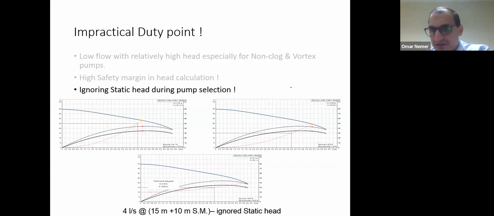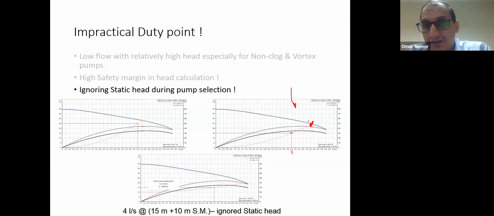Look at this curve. For the pump, it's 4 liters per second, and the head is 15 meters. And the static is 10. If you ignore it, the pump system curve will be like this. So this is the intersect. This is where the pump will work. So maybe you will think it's okay.